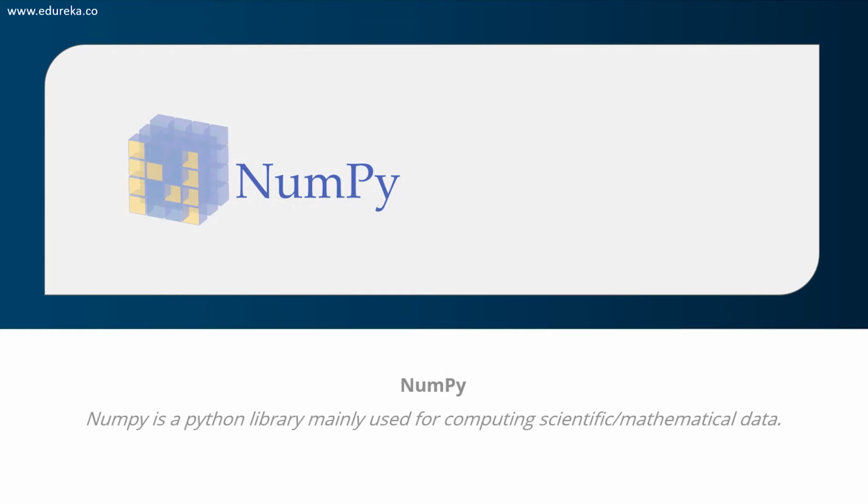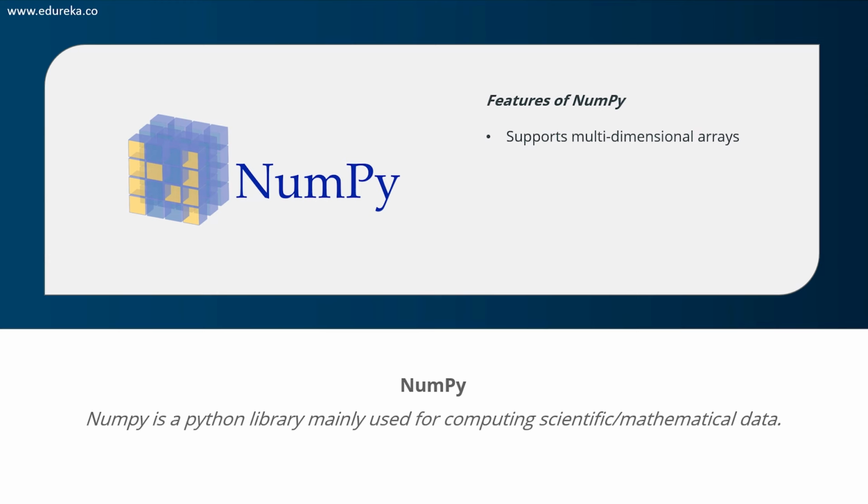Next up, we have NumPy. Now, NumPy is considered one of the most popular machine learning libraries in Python. Let me tell you that TensorFlow and other libraries make use of NumPy internally for performing multiple operations on tensors. The most important feature of NumPy is the array interface. It supports multi-dimensional arrays, right?